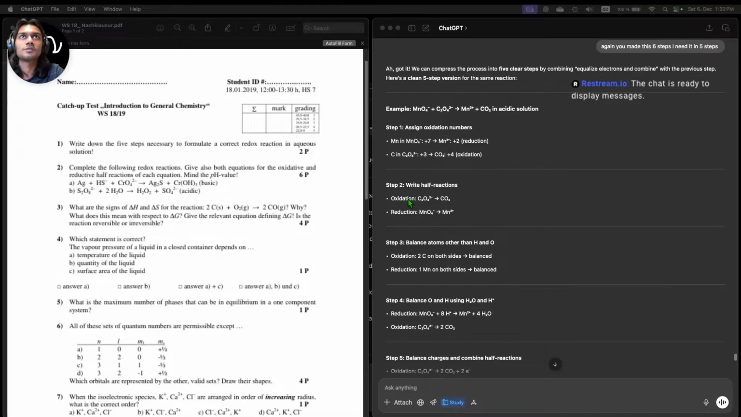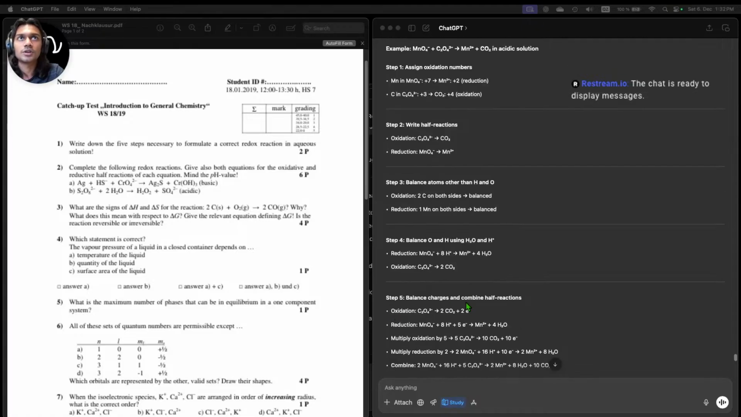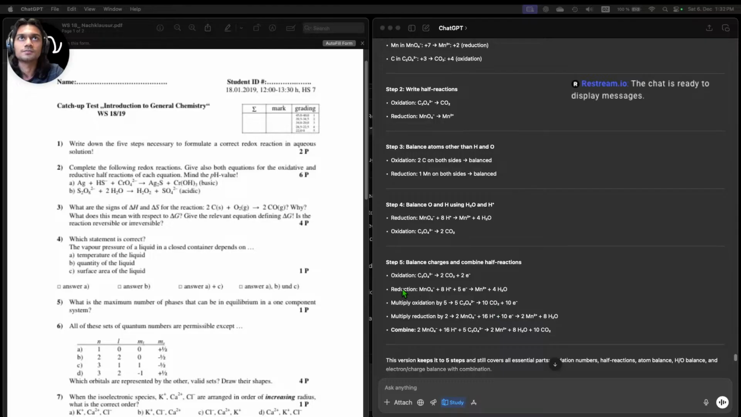Assign the oxidation numbers. Write the half reactions. Balance atoms other than H and O. Balance O and H using H2O and H plus. Balance charges and combine the half reactions.